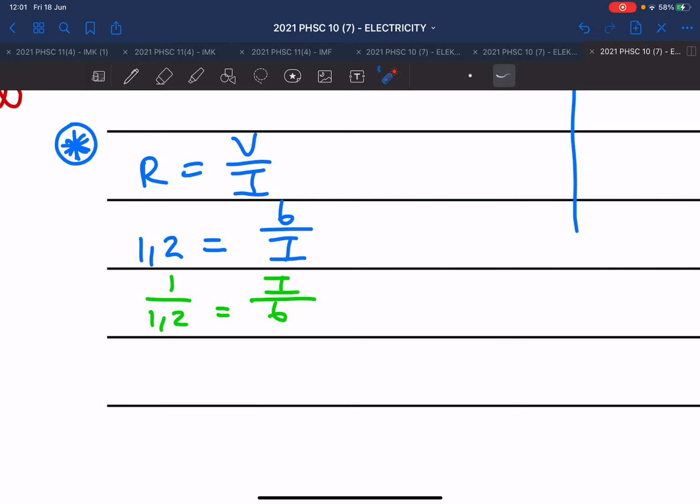I is now at the top. We're happy there. But it's attached to something else. How do we get rid of that something else?